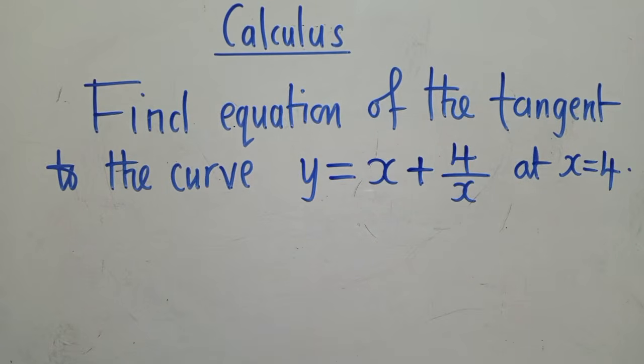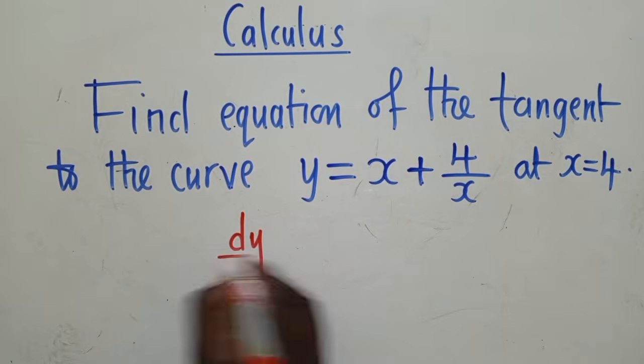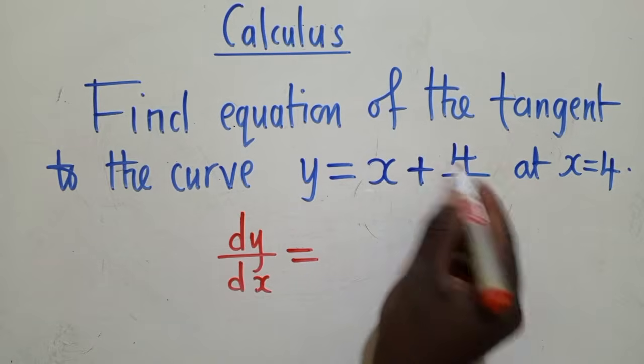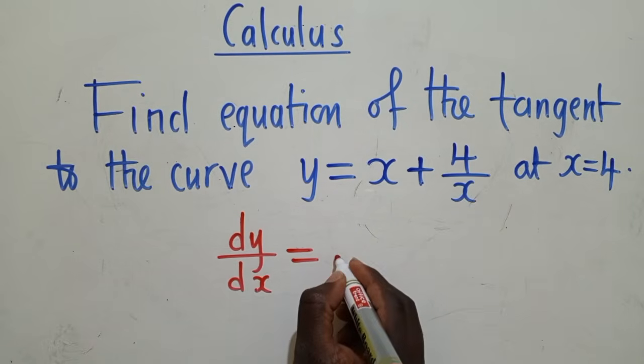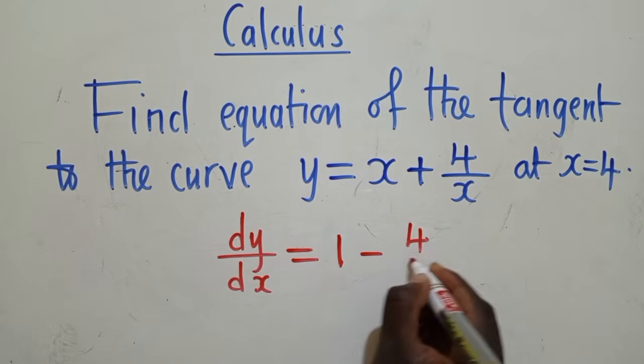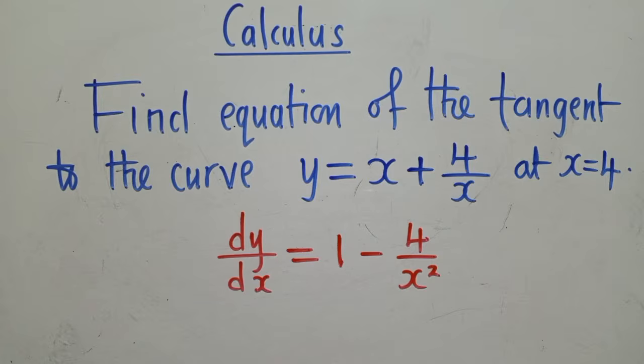We're going to differentiate. So we shall say dy/dx of this right here will be equal to 1 minus 4 over x power 2. So what we've just found right now is the gradient.